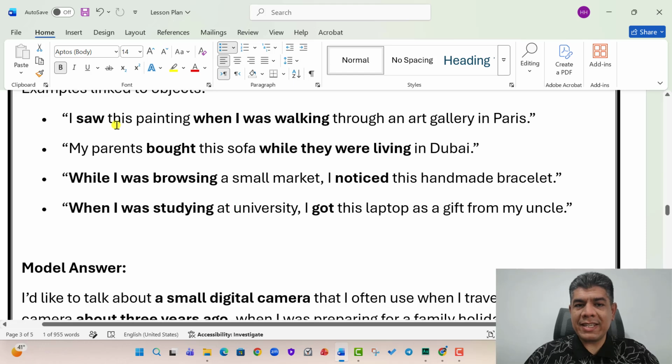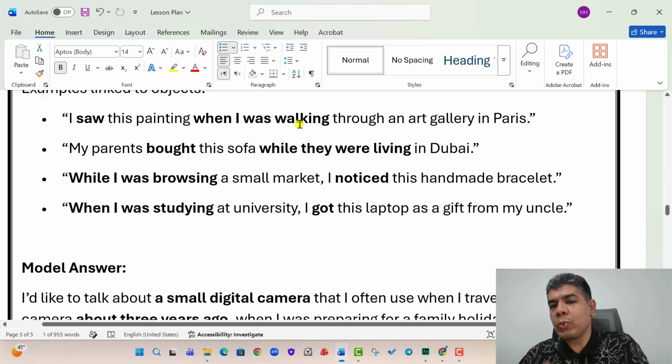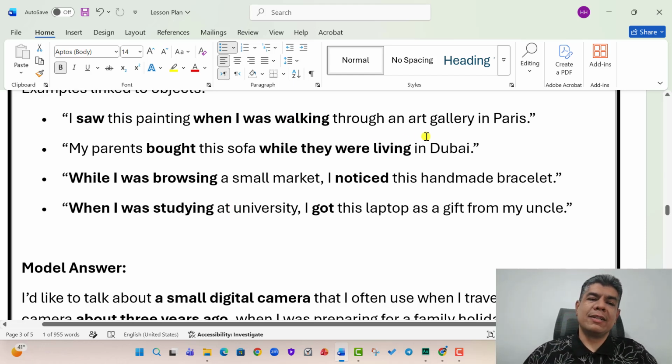I saw this painting when I was walking through an art gallery in Paris. My parents bought this sofa while they were living in Dubai. So you see, past simple, past continuous. While I was browsing a small market, I noticed the handmade bracelet. When I was studying at university, I got this laptop as a gift from my uncle.